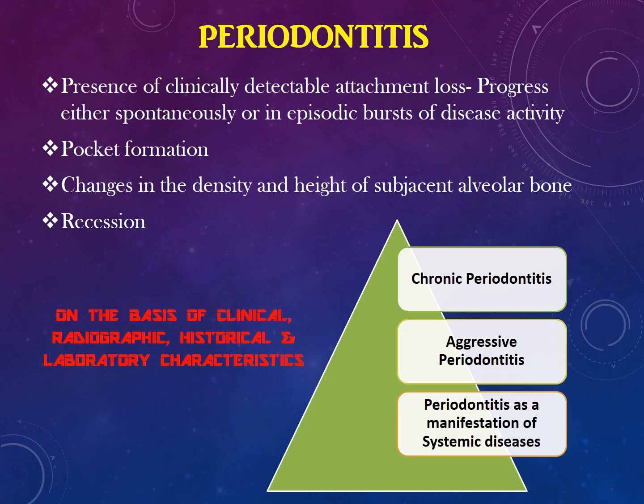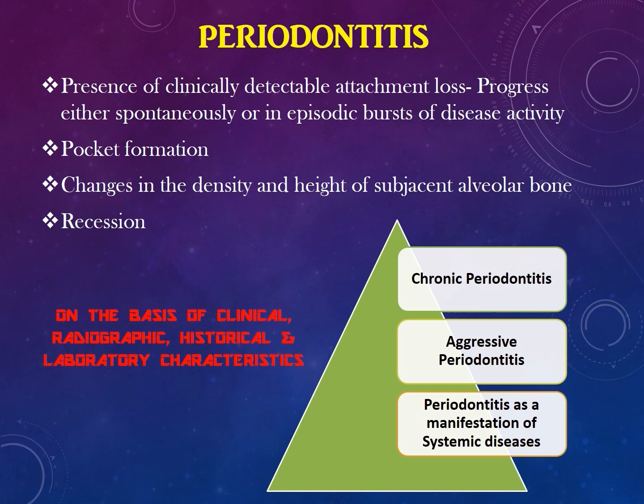So the unique features of periodontitis which are different from gingivitis are presence of clinically detectable attachment loss, pocket formation, changes in the density and height of subjacent alveolar bone, and recession. Periodontitis is classified on the basis of clinical, radiographic, historical, and laboratory characteristics into three main categories, that is chronic periodontitis, aggressive periodontitis, and periodontitis as a manifestation of systemic diseases.